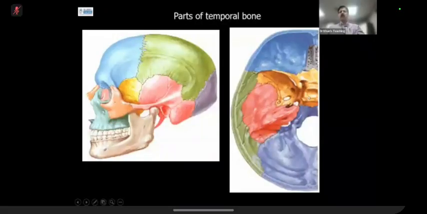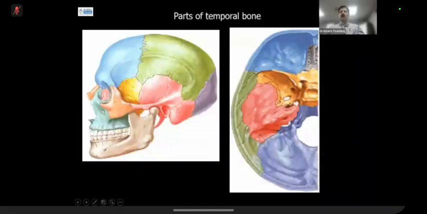Base of skull is made up of 5 bones. Out of these 5 bones, three are single bones. These are midline single bones, and two are paired bones. Paired bones include the frontal bone and the temporal bone. Now, the midline single bones include the ethmoid, and then the sphenoid, and then the occipital bone.